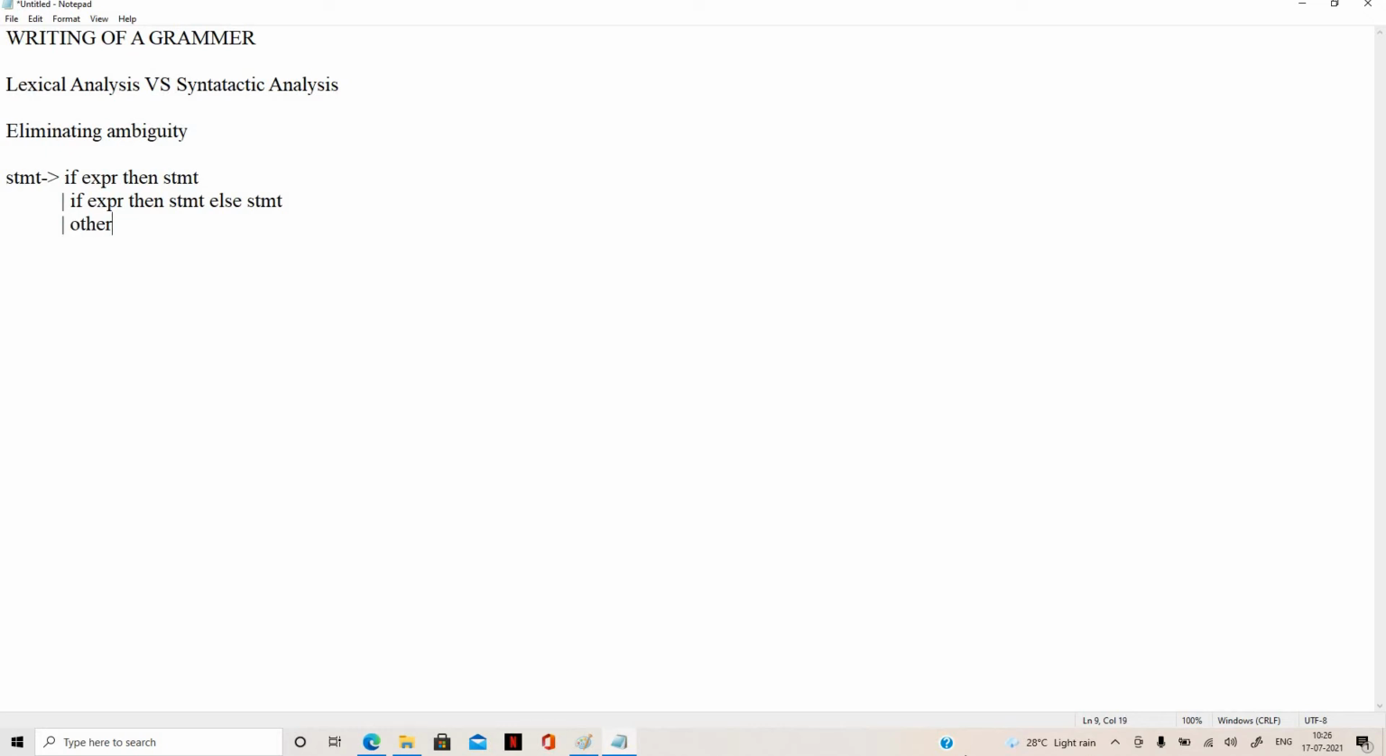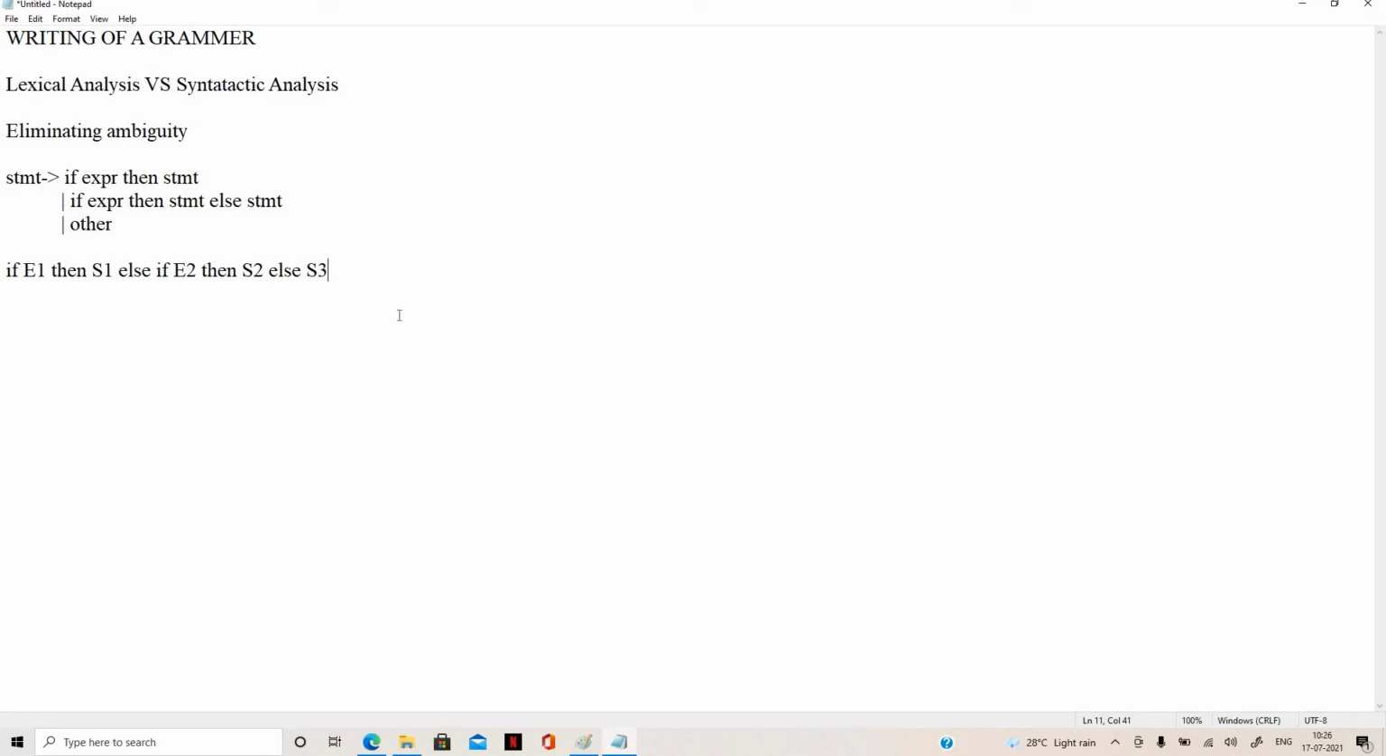So here the "other" stands for any other statement only. According to this grammar, the conditional statement can be like this. If you write a statement according to this grammar, we can write: if E1 then S1, else if E2 then S2, else S3.